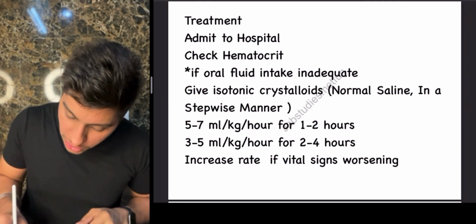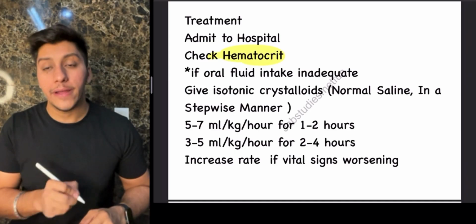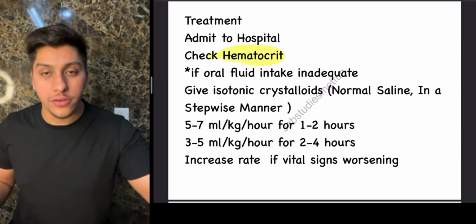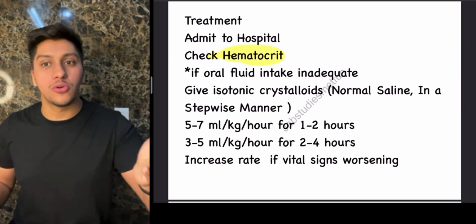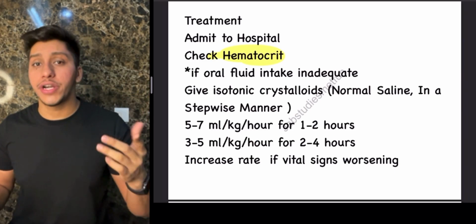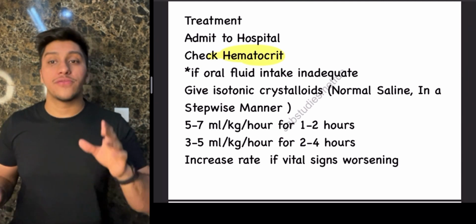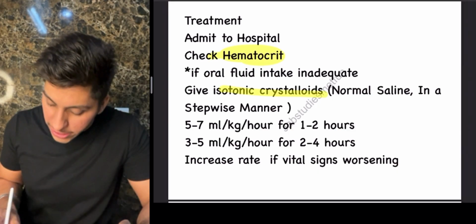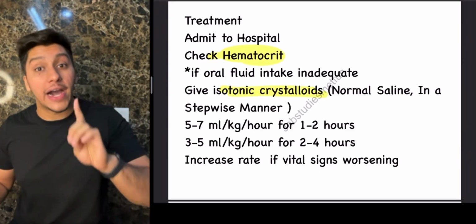First thing you have to do is check the hematocrit. Along with this, you have to see whether the oral intake, the fluid input and output, is adequate or not. If you find that the patient is dehydrated, the patient's fluid intake is not good, you have to start them on IV fluids. That is going to be isotonic crystalloids. Remember, you have to give isotonic crystalloids.